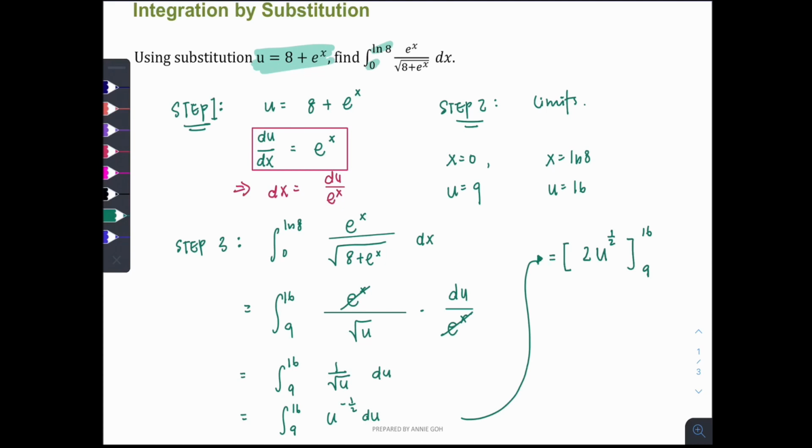Now notice that this is in terms of u, and these are the u's limits. So we sub the u's limits into the u. Substitute 16, we will get 8. Substitute 9, we should get 6. And therefore the final answer is 2. That's how we solve the question by using the substitution method.